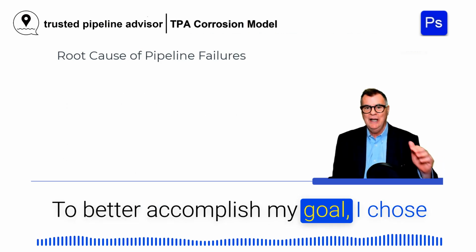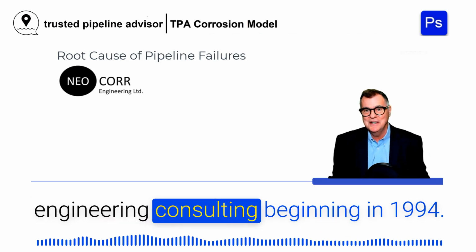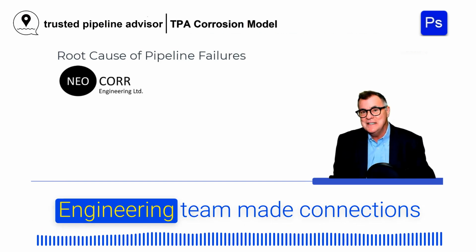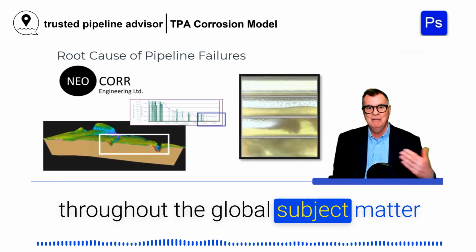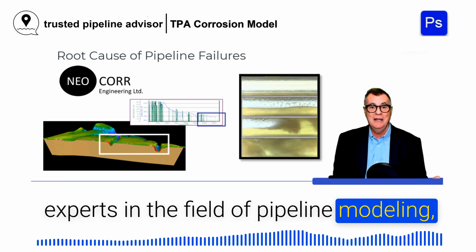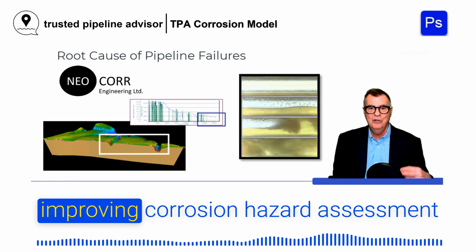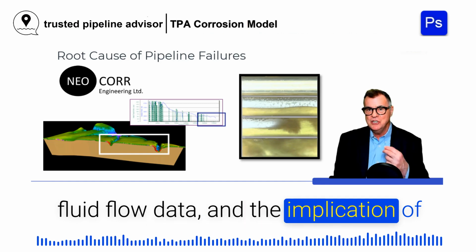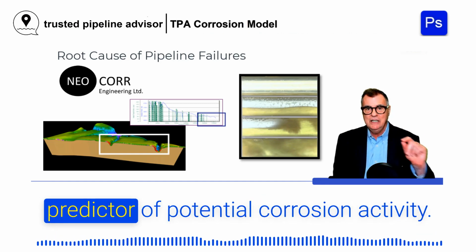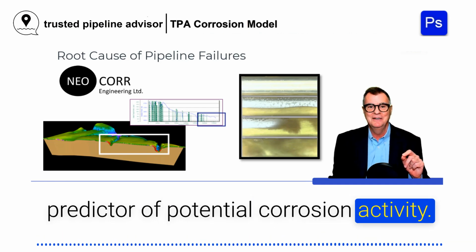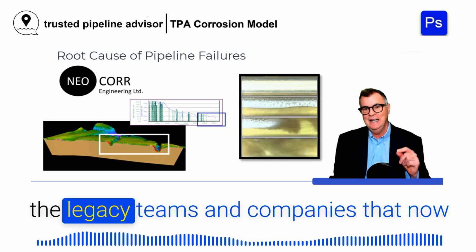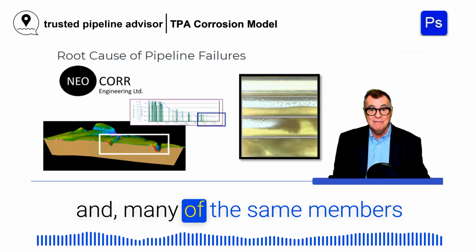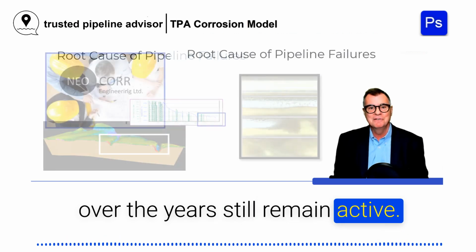To better accomplish my goal, I chose to enter the world of independent engineering consulting beginning in 1994. For the balance of the 1990s, our Neocore engineering team made connections throughout the global subject matter experts in the field of pipeline modeling, because we determined the pathway to improving corrosion hazard assessment models was to consider complex fluid flow data and the implication of water film transport properties as a predictor of potential corrosion activity. This is how I first became connected to the legacy teams and companies that now sit within the Schlumberger organization, and many of the same members over the years still remain active.